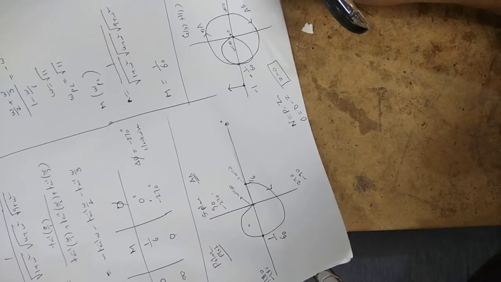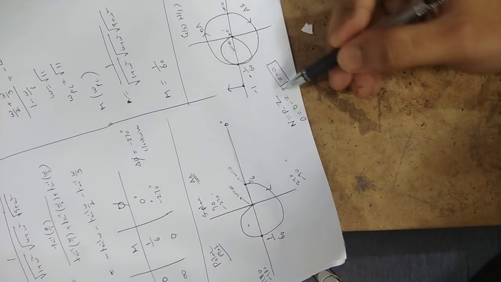This is how we draw the polar plot, the Nyquist plot, and find the stability. So far we have not yet covered the problem which contains an EFA, that means a 1 by S pole at the origin. Lastly, let us do that problem and conclude this topic.